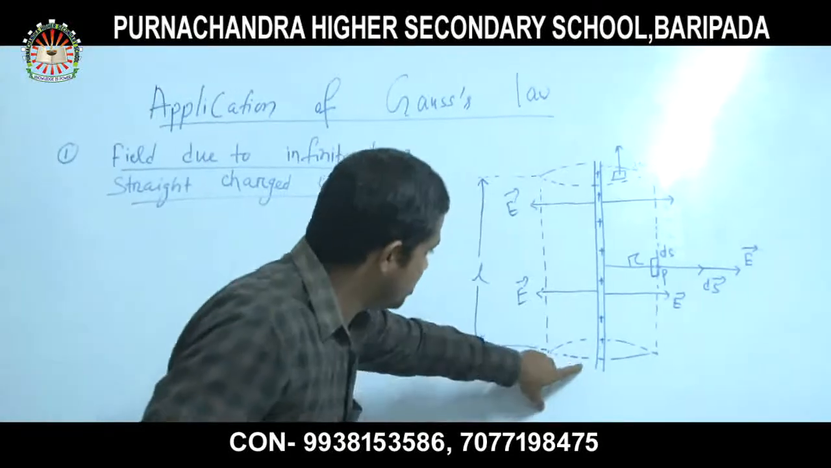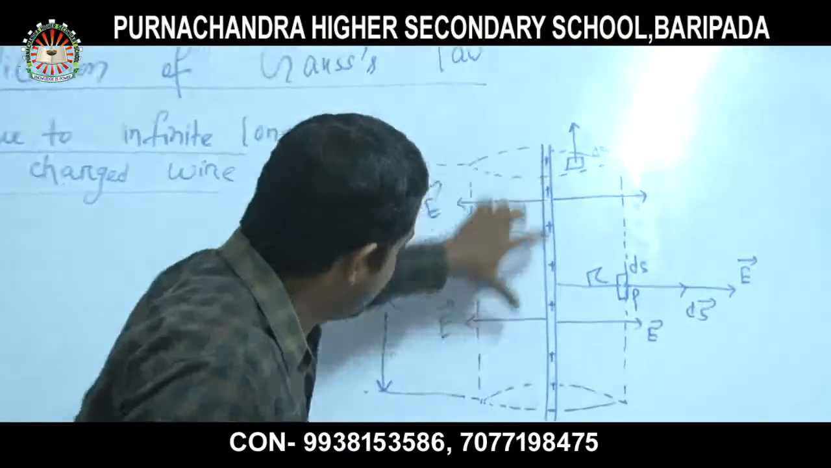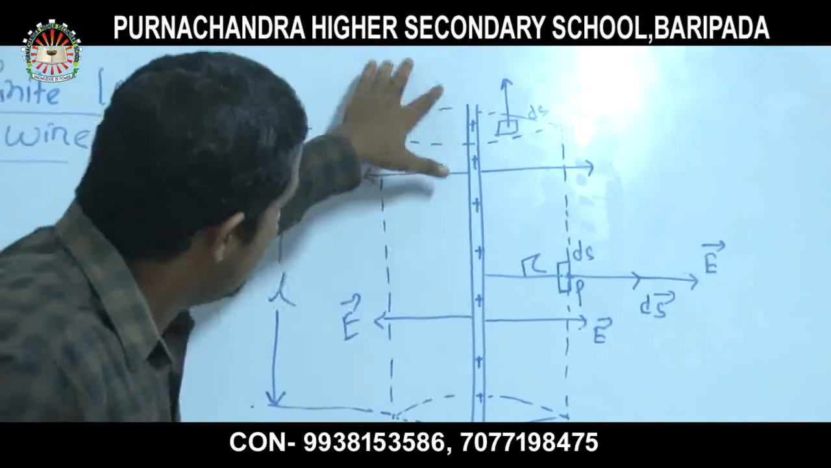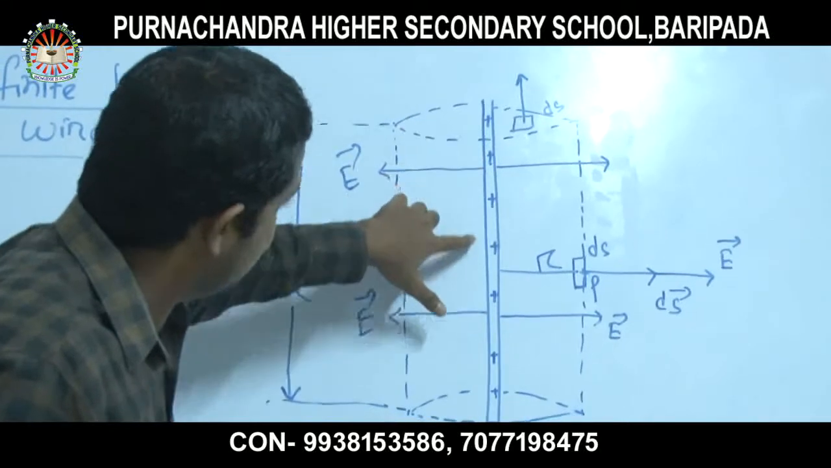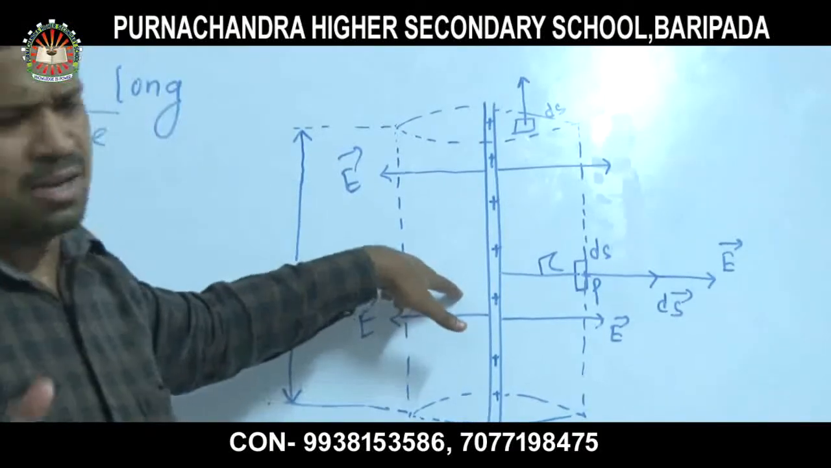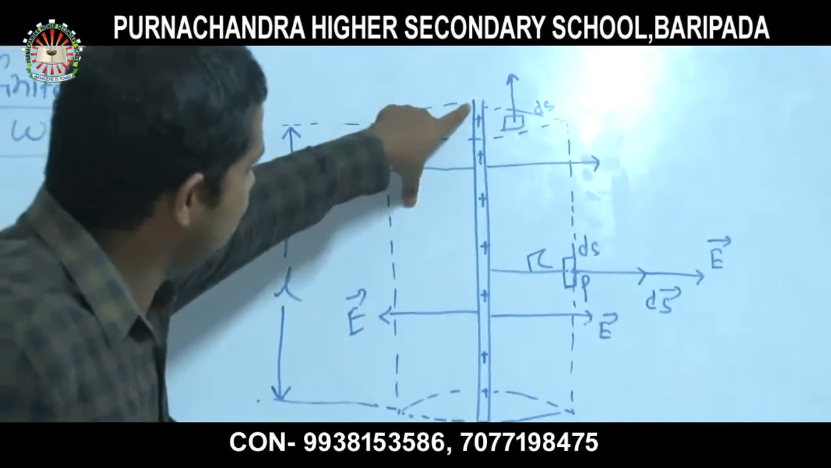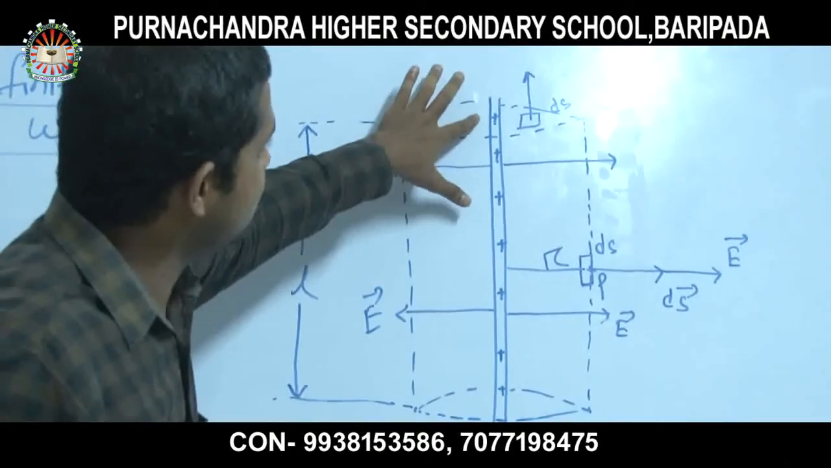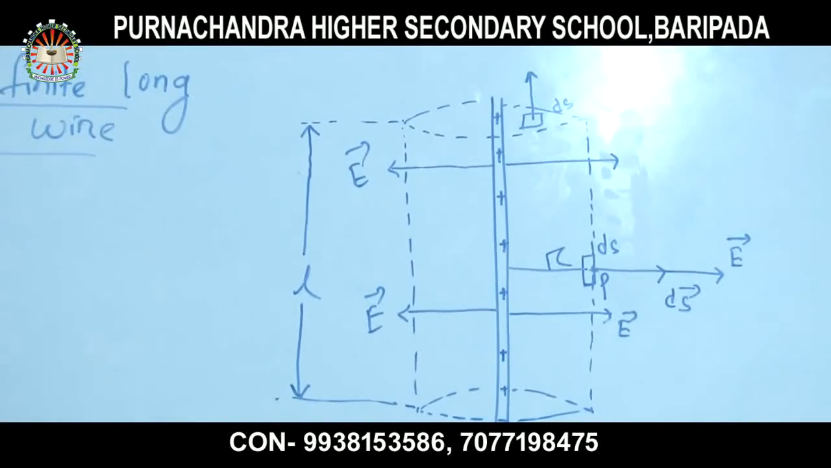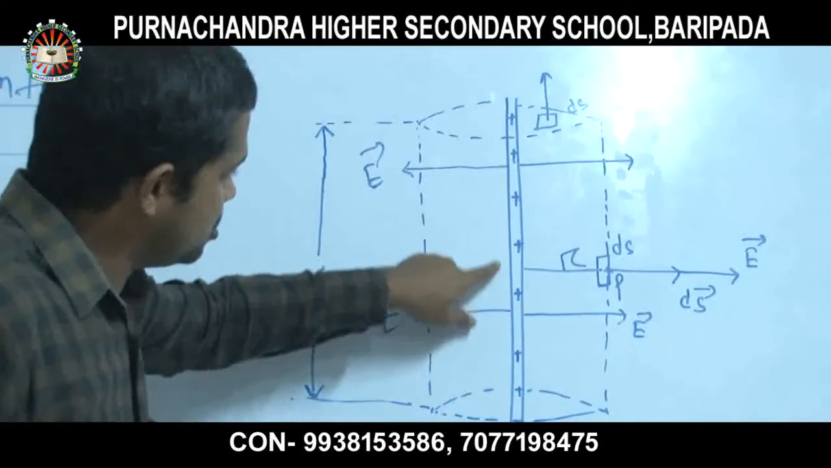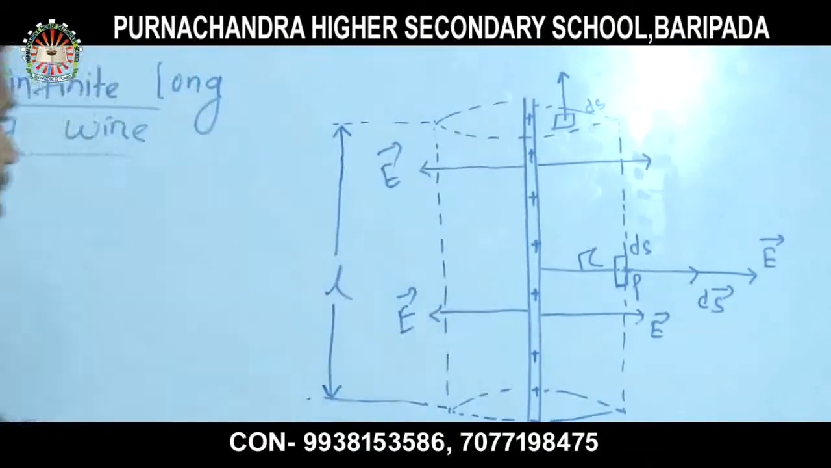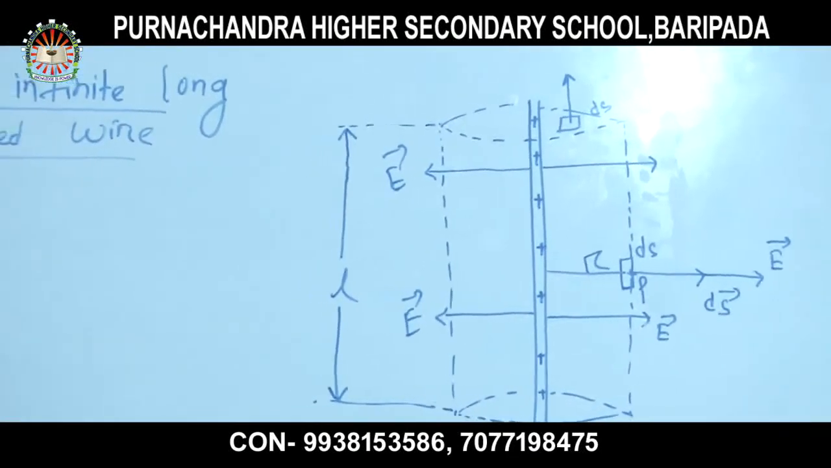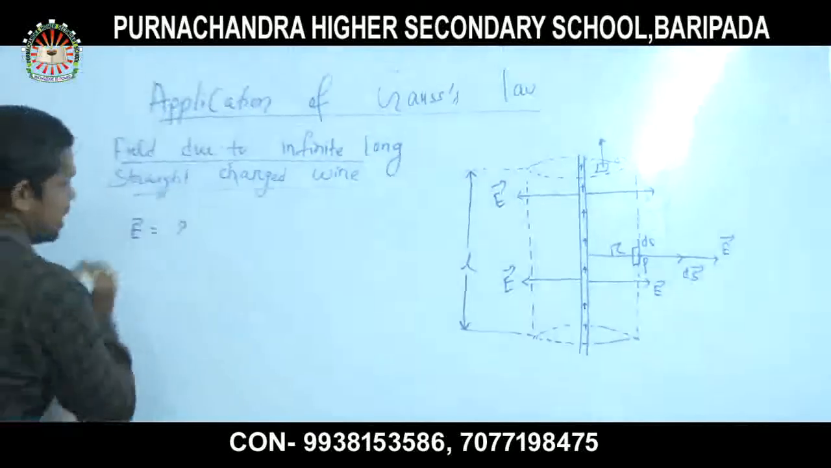As you have seen in this figure, we are taking this charged wire which is infinitely long. This middle one is clearly visible. Which type of charge? Positively charged. You can also take it as negatively charged, but we are assuming that this infinitely long straight wire that I have taken is positively charged. Okay. Now what is our aim? Due to this positively charged wire, we are finding the value of electric field intensity. That is our aim.